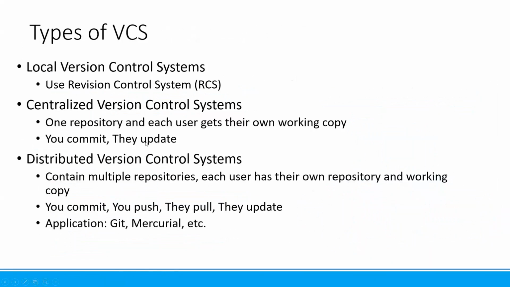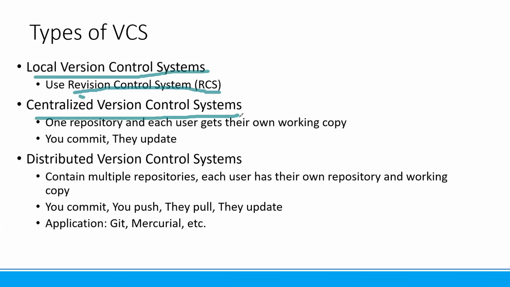There are several types of VCS. The first is the local version control system. Local means in your computer or in your laptop. Usually the local one uses a revision control system. After you revise, it will be updated, and it will be stored only in the local computer. And after you have an updated version locally, you can continue to the centralized version control system.